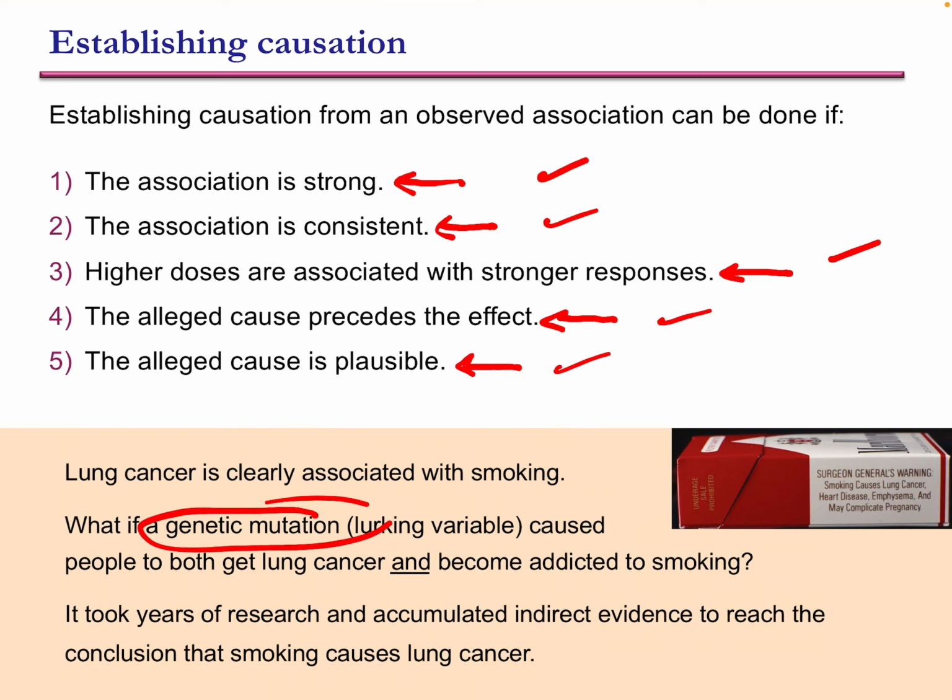And again, it took decades of research and accumulated indirect evidence to reach the conclusion that smoking does indeed cause lung cancer. These possible lurking variables have to be eliminated through trial and error and continuous study before we can actually say that relationship is real. Okay, and sometimes it takes decades for that to happen, as it did in the case of lung cancer and smoking. All right, that's it for chapter 4 then.